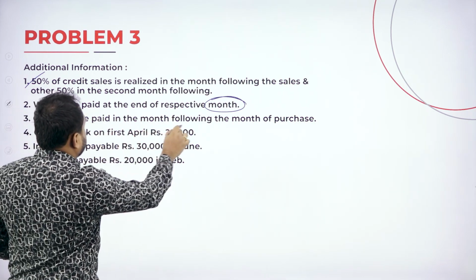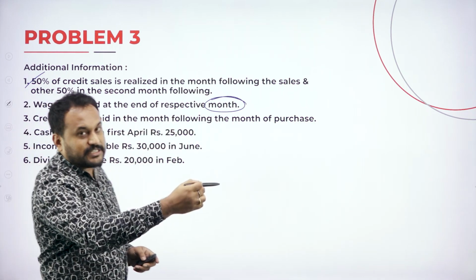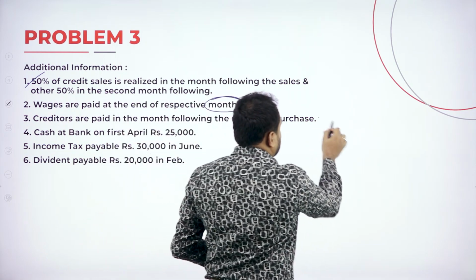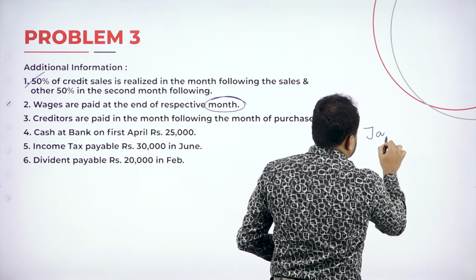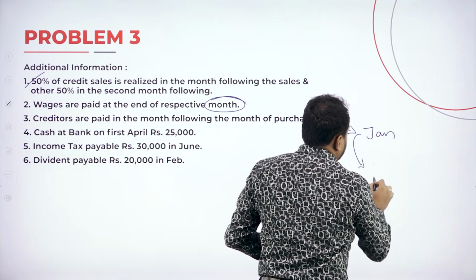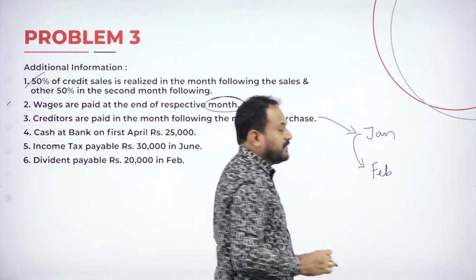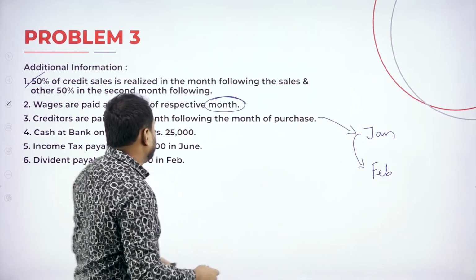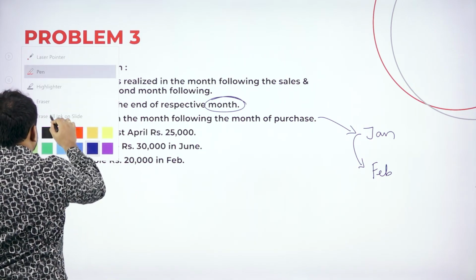Creditors are paid in the month following the month of purchase. So supposedly here, what is the adjustment? In January I have purchased, but when will I pay? I'll pay in the month of February. Same thing here. So let's erase everything.